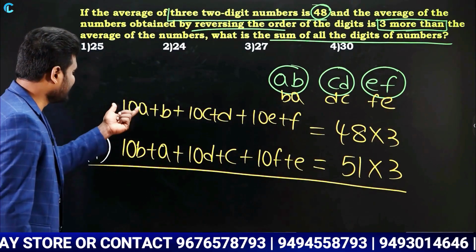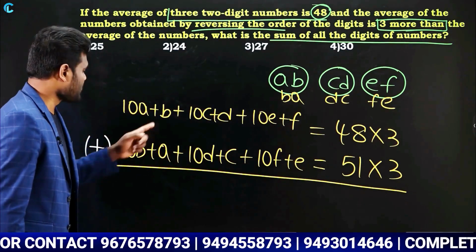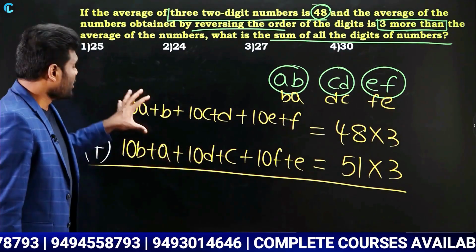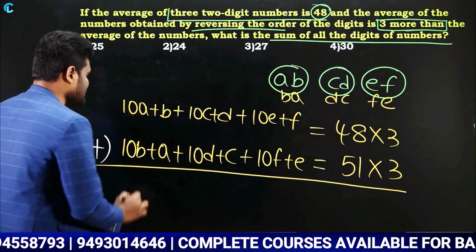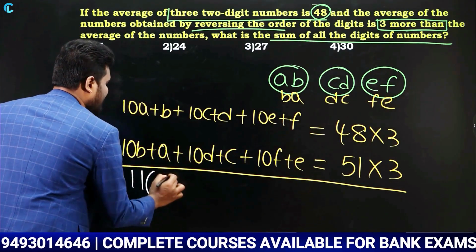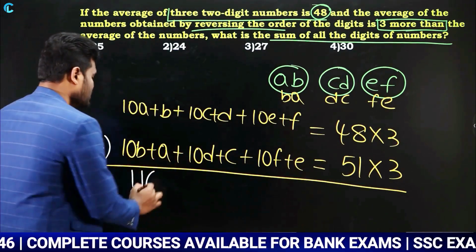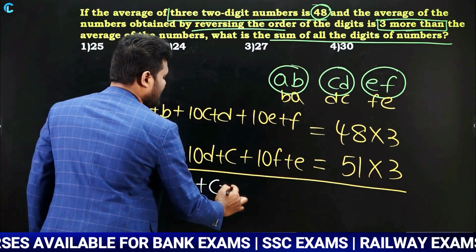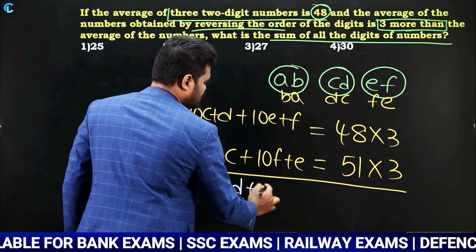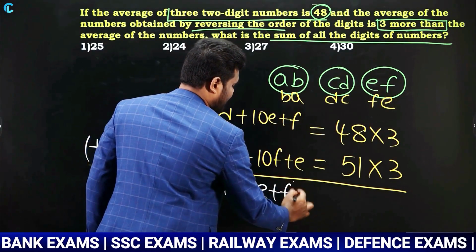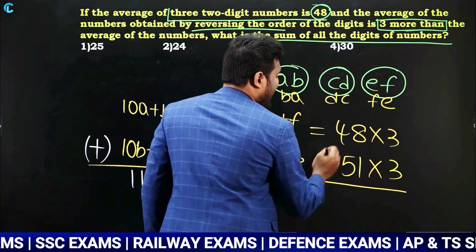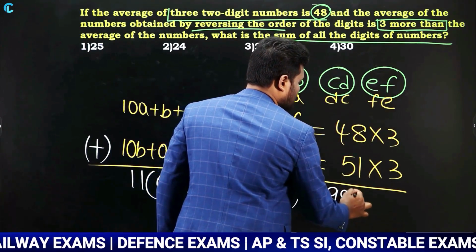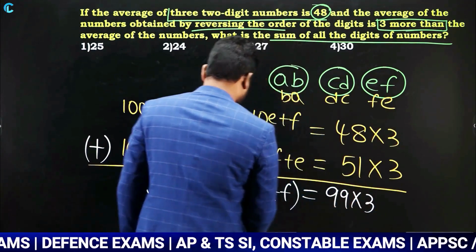If you are going to add this, 10A plus A, 11A. B plus 10B, 11B. 10C plus C, 11C. Now if you add all these numbers, it is going to be 11 times, I am taking 11 common, A plus B plus C plus D plus E plus F is equal to, when you add this, 48 plus 51 is nothing but 99. So, 99 into 3. Yes or no?